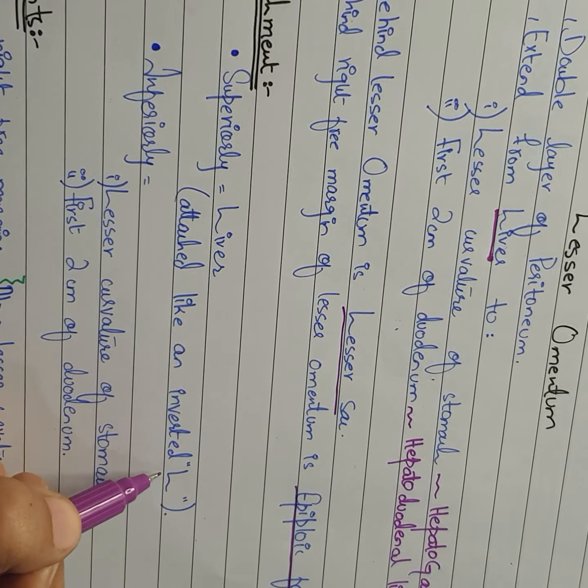But if we see it from the anterior view of liver, it will be seen inverted. So superiorly it is attached on liver, on the fissure for ligamentum venosum and porta hepatis, making an inverted L if seen anteriorly. Inferiorly it is attached to the lesser curvature of stomach and the first 2 centimeter of duodenum.